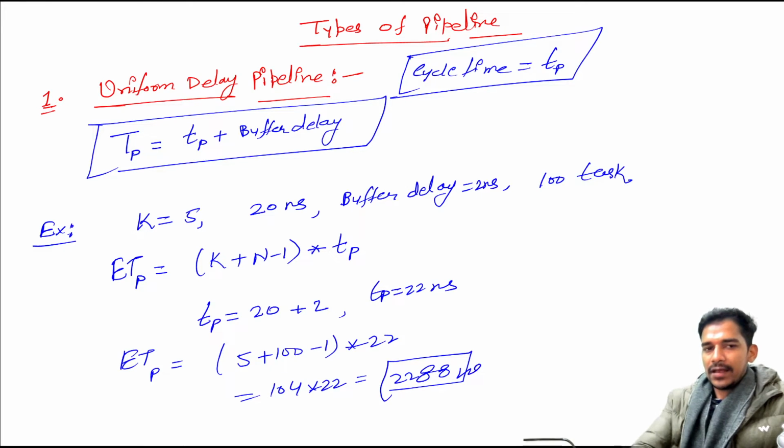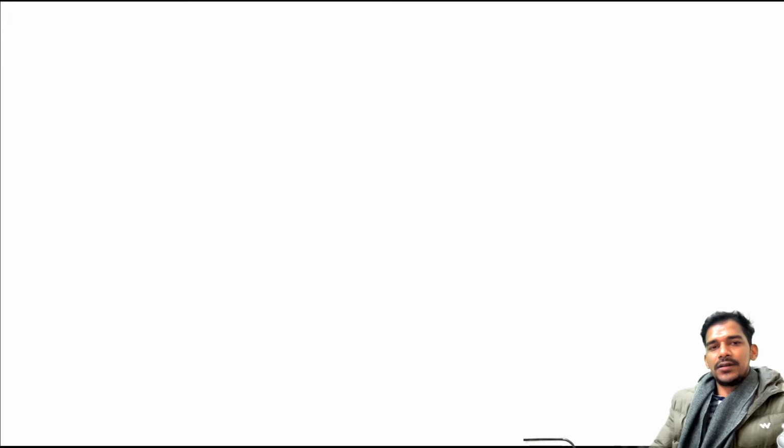Then the second kind of pipelining is non-uniform delay pipelining. Non-uniform delay pipelines are simply the pipelines in which the stage delays are non-uniform, or unequal.